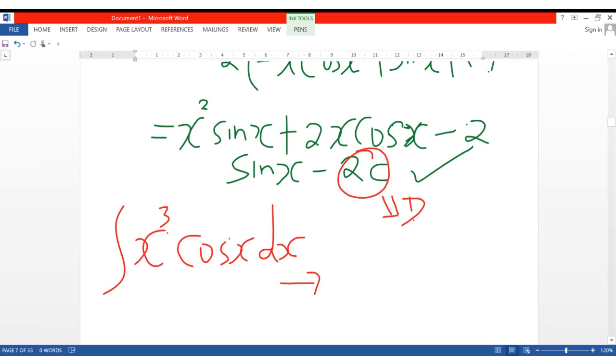In the previous example, we have done 2 levels. So this one you'll have to do three levels of integration by parts, because of the x to power 3. First of all, you'll differentiate x to power 3, you'll get 3x squared. Then when you differentiate another time, you'll get 6x, and then you differentiate until you get a constant. So this one will have 3 levels of integration by parts.